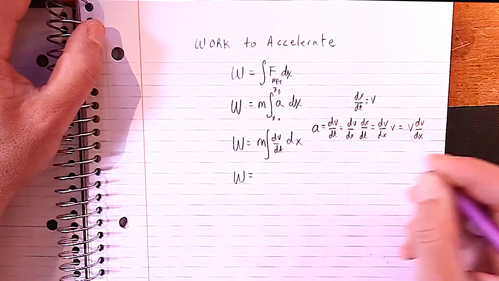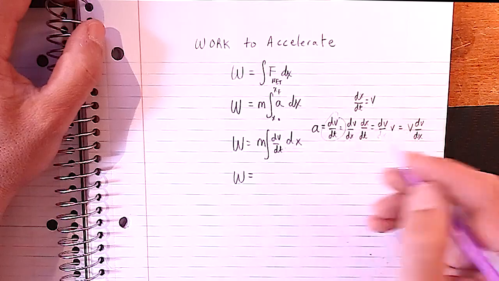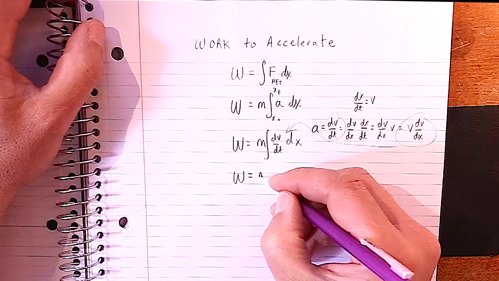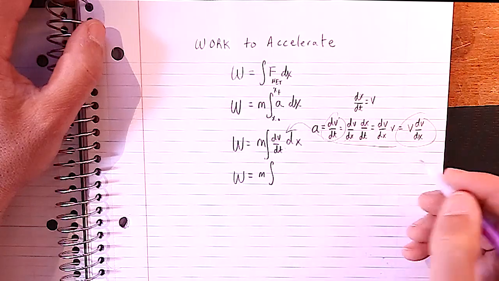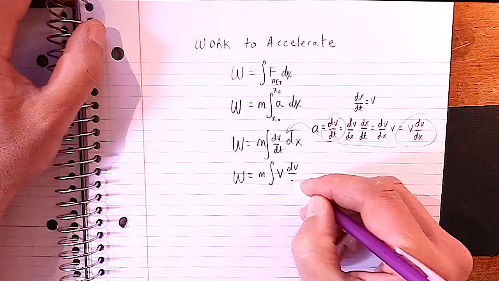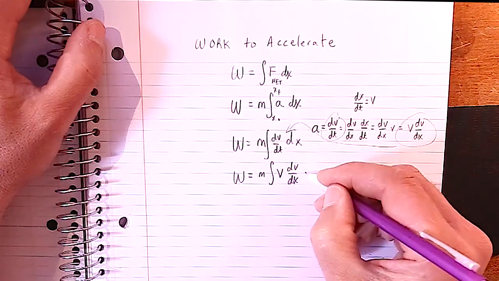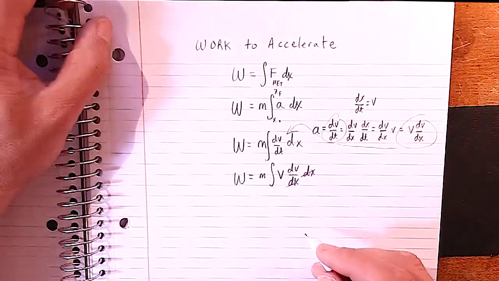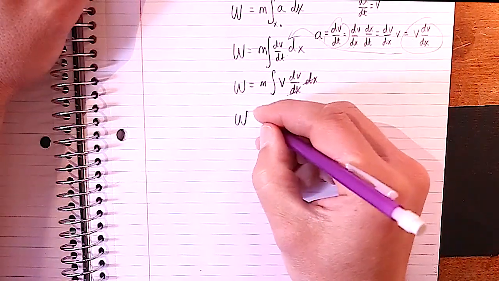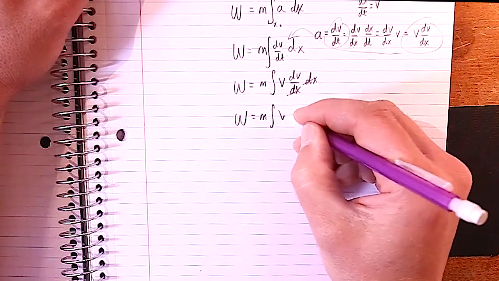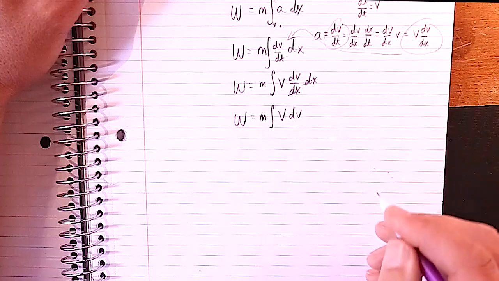So let's just sub that in. For this, we're going to sub in this. So that becomes m times v dv over dx times dx. So these dx's will cancel, and we're left with W is equal to m, the integral of v dv.